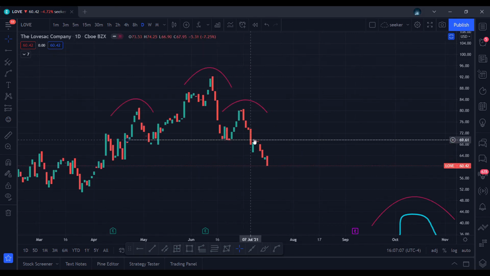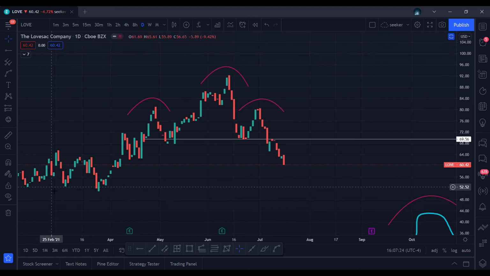See, I would have entered right here at this retest and ridden it down. This is almost a 9-point move. If you're holding put options right here, that's money. And I think we do have a chance of heading lower, maybe around 52, 53.